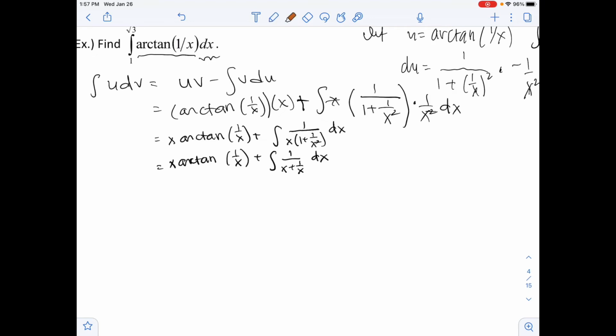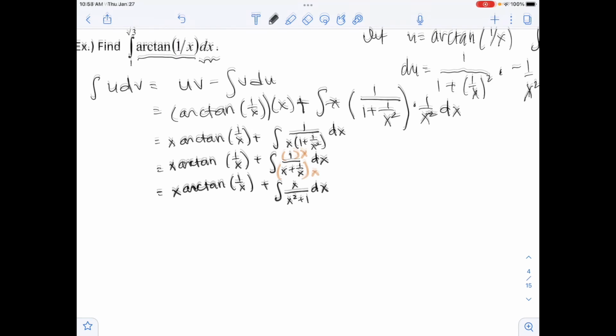So I'm going to go ahead and multiply both the top and the bottom by x. And that should clean this up and make it look a little bit nicer and easier to deal with. So we have x arctangent of 1 over x plus the integral of x over x squared plus 1 dx. So I'm still unable to integrate this at this time.